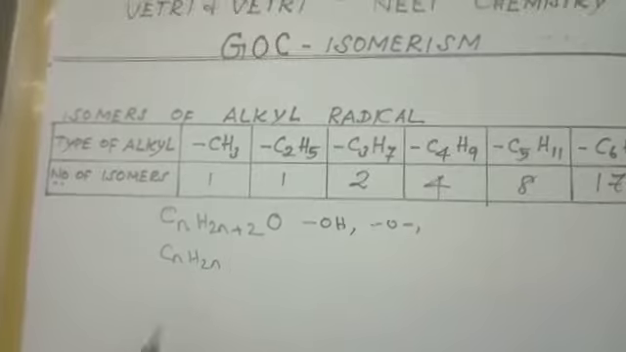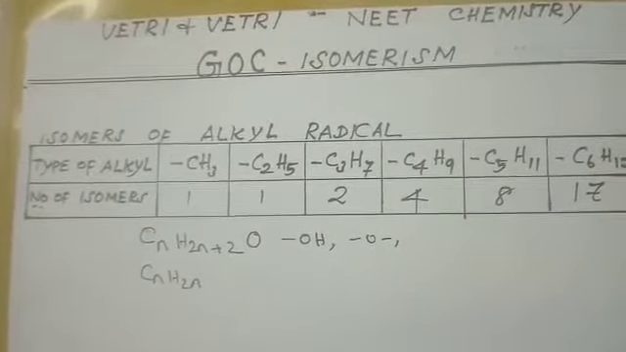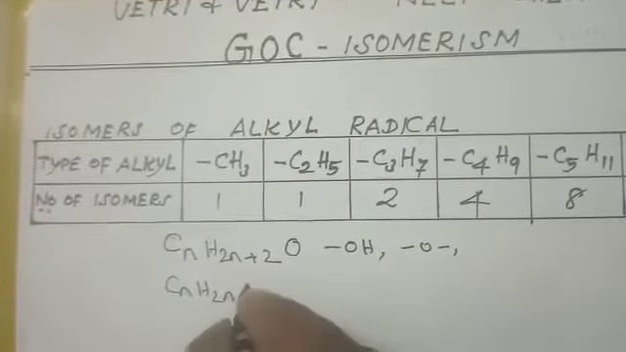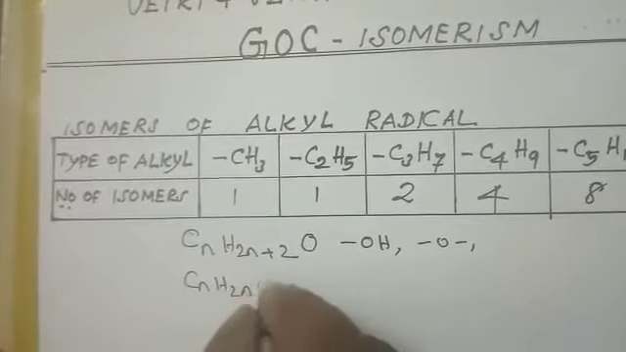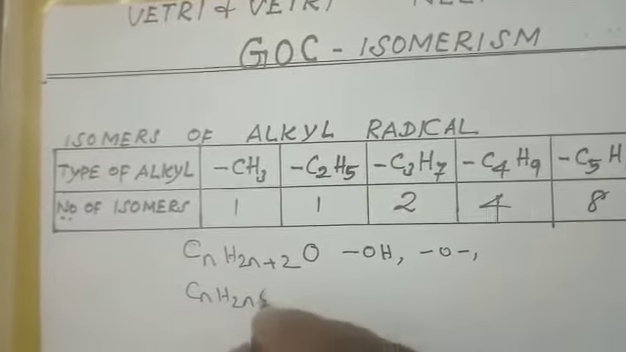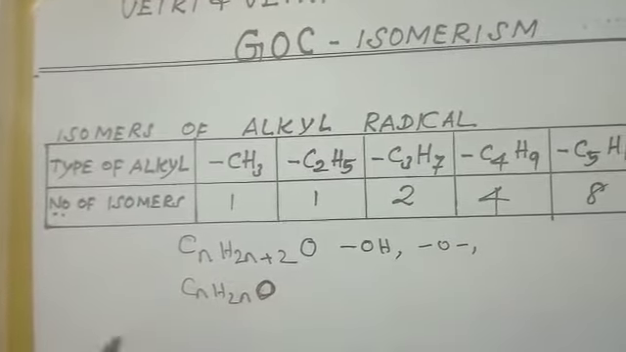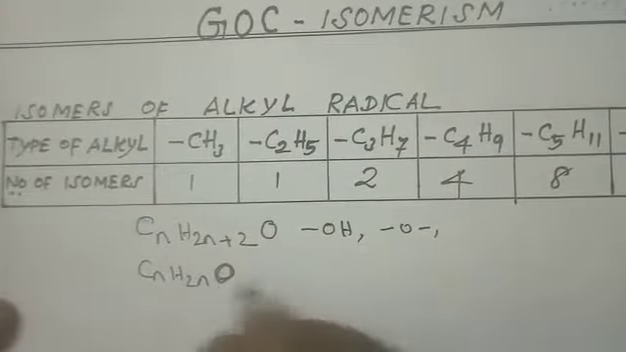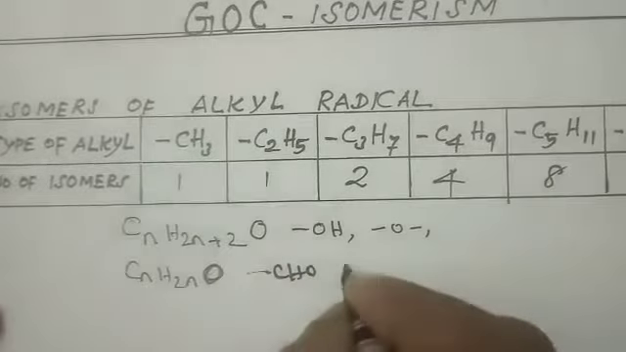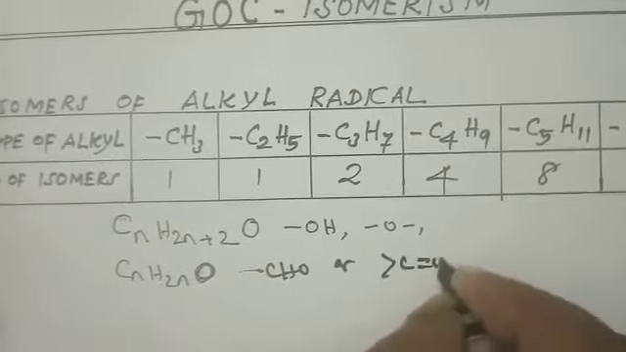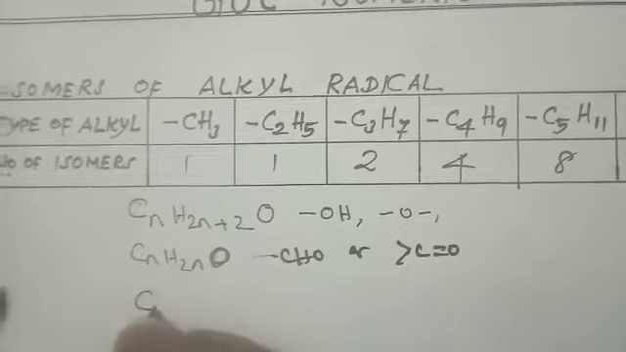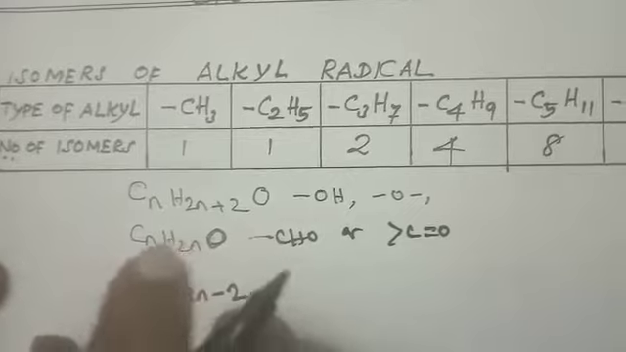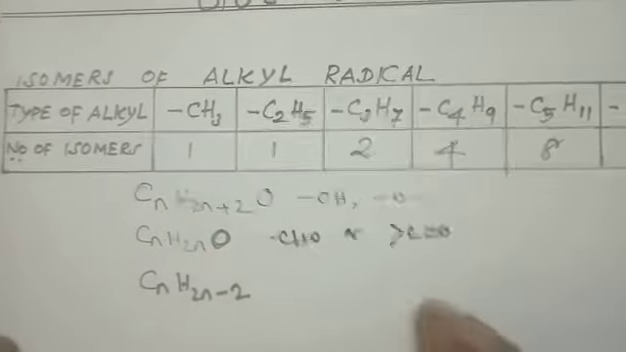Along the alkene, if you are putting oxygen, it is either aldehyde or ketone. So this is important. Next we are moving to CnH2n-2. That we know is the alkyne. This knowledge we require for today's work.